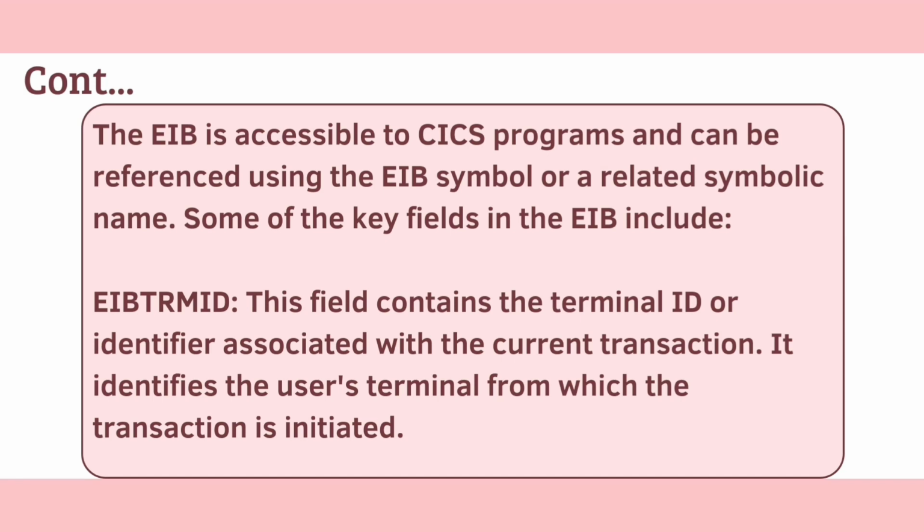The EIB is accessible to KICKS programs and can be referenced using the EIB symbol or a related symbolic name. Some of the key fields in the EIB include: number 1, EIBTRMID. This field contains the terminal ID or identifier associated with the current transaction. It identifies the user's terminal from which the transaction is initiated.